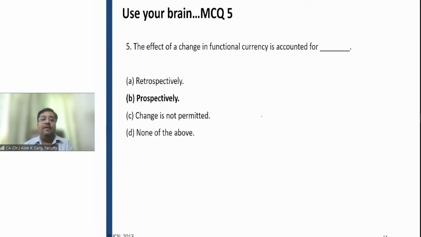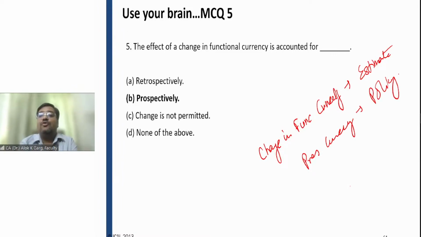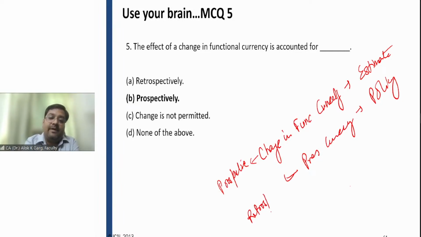The effect of a change in functional currency is accounted for. In the last class, I told you, when there is a change in functional currency, it is considered as a change in estimate, but a change in presentation currency is considered as a change in policy. So a change in functional currency has to be applied prospectively. A change in presentation currency has to be applied retrospectively. Right? So prospectively is the right answer.